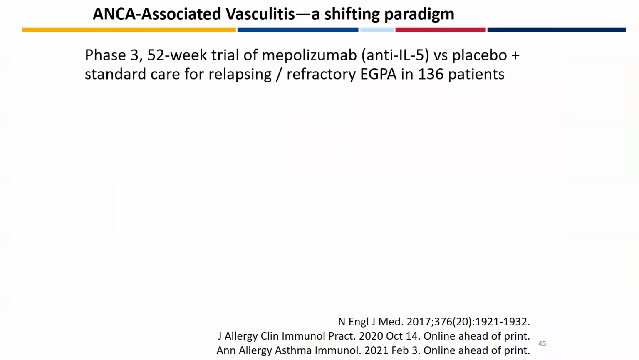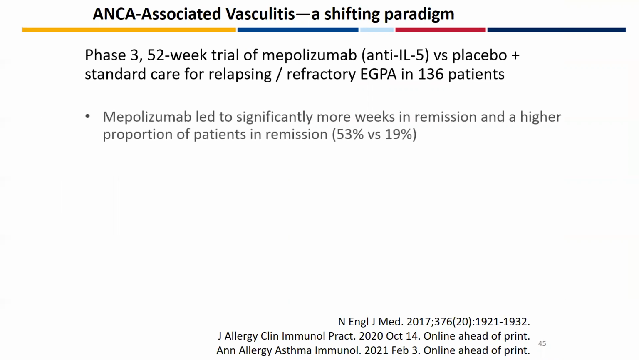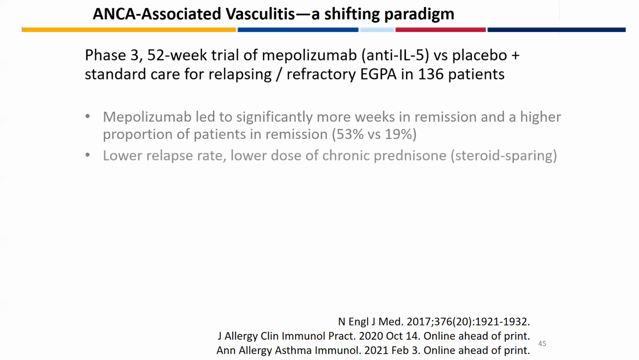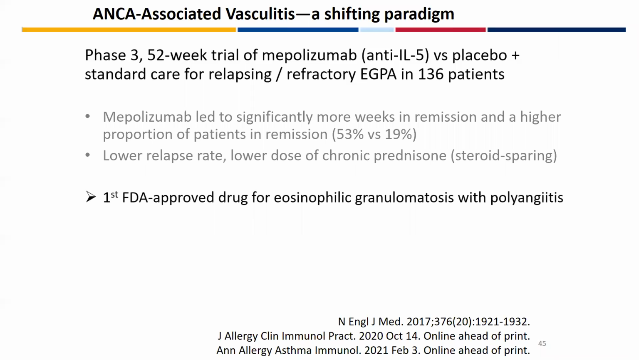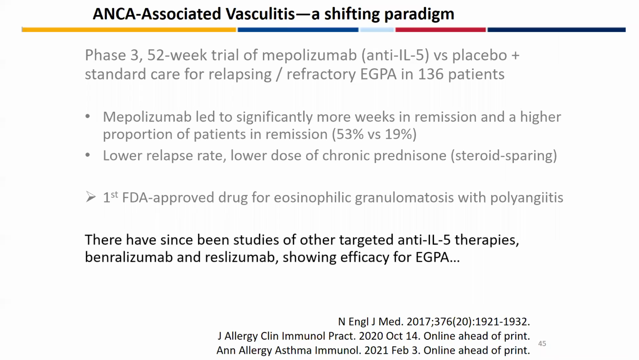Well, here too, we see targeted therapies at work. A phase 3 study of mepolizumab, an anti-IL-5 drug, also published in the New England Journal, head-to-head against placebo for patients with refractory EGPA. The results of that study showed that those who received mepolizumab had more weeks in remission, and there were more patients in remission on mepolizumab than on steroids. There was a lower relapse rate and a lower total dose of chronic prednisone. This is the first FDA-approved drug for eosinophilic granulomatosis with polyangiitis. Since then, there have been additional studies of other targeted anti-IL-5 drugs, namely benralizumab and reslizumab, showing efficacy for EGPA.